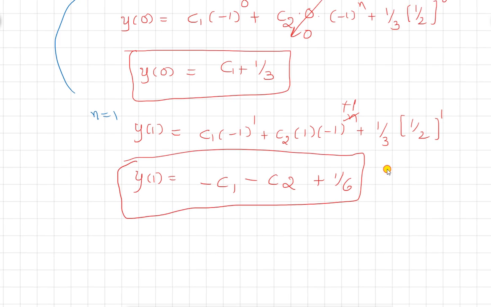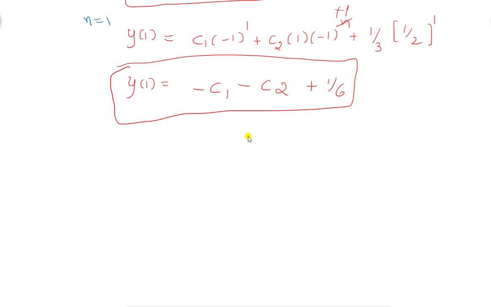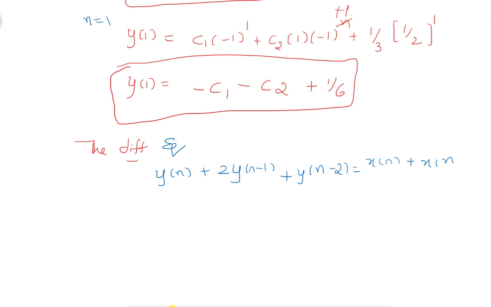How can we solve these equations? If you want to determine c1 and c2, you need to consider once again the difference equation. What is our difference equation? It is given by y of n plus 2 into y of n minus 1 plus y of n minus 2, which is equal to x of n plus x of n minus 1.